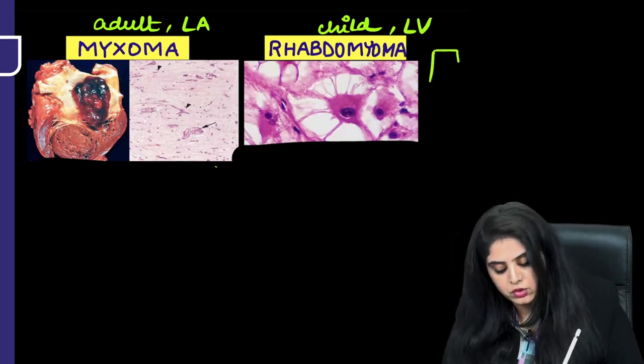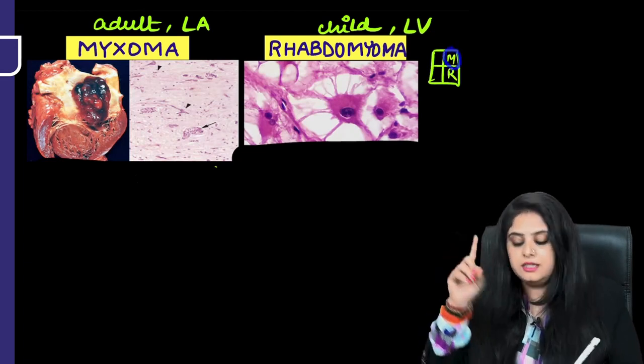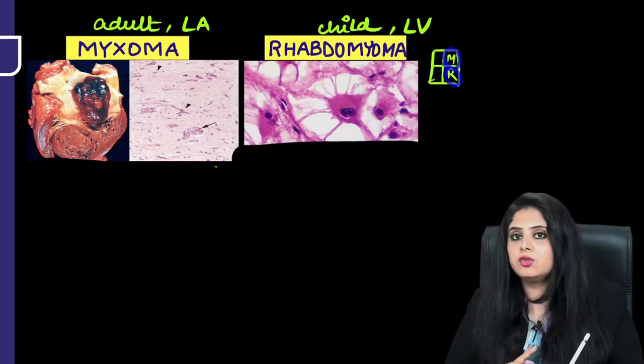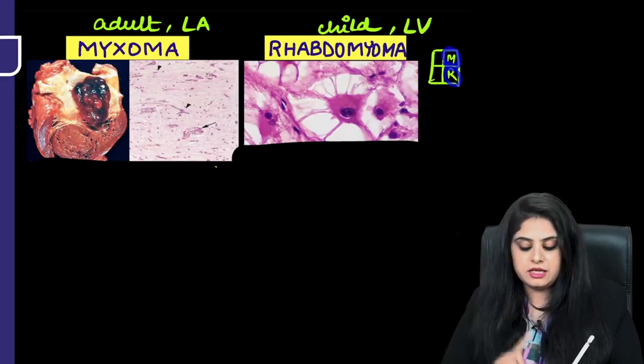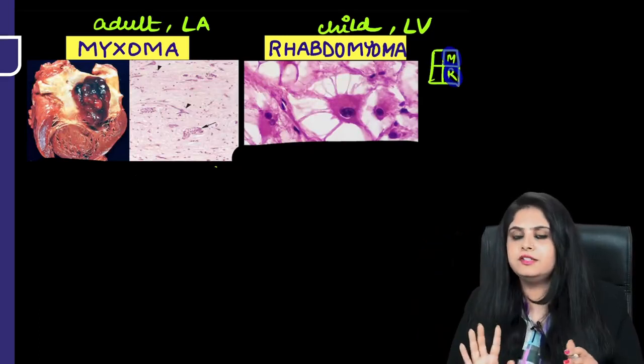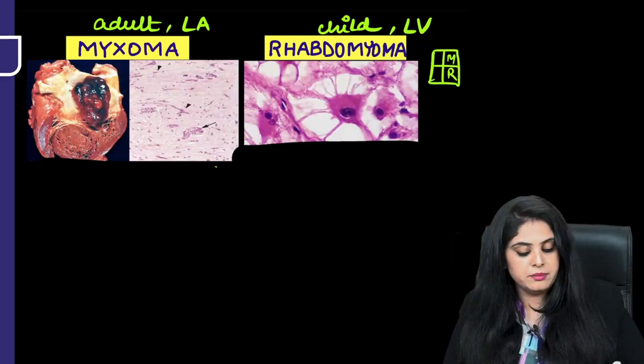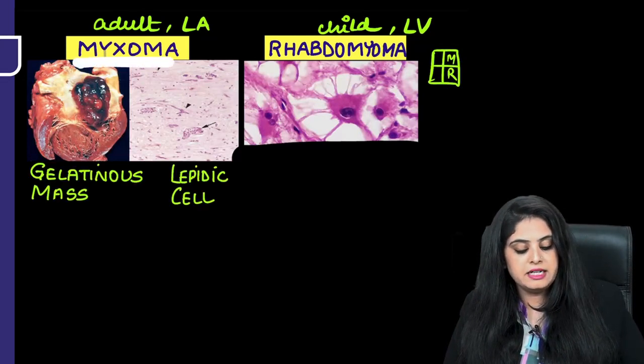So we always used to make a chota sa heart and write Mr. in it. So M comes upar, adult, R comes niche, it's a chota bacha. M comes upar, left atrium, R is niche, left ventricle. Easy to learn. So now when I look at the word myxoma, myxoma will definitely tell me myxoid.